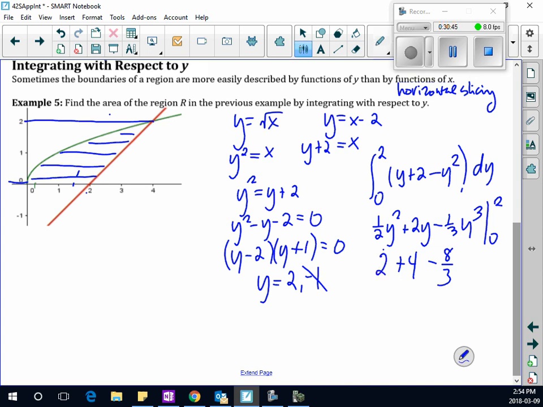Nobody's keeping up with me here. 6 minus 8 thirds. 6 is what over 3? 18 over 3, and I get 10 over 3. You're going to have to leave this out. So 10 over 3 is the same as 10 over 3 there. One way I stacked vertically, and the other one I stacked horizontally.